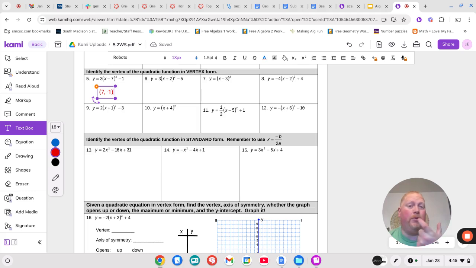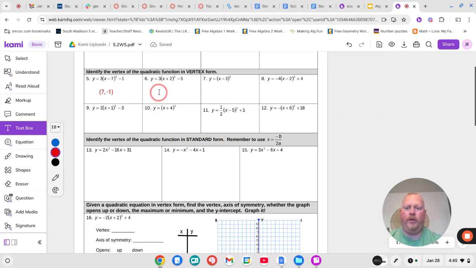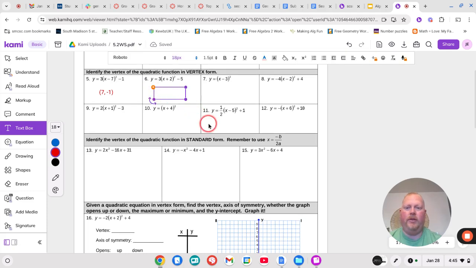So just change the sign on the number inside the parentheses and don't change the sign on the number outside the parentheses. So let's see how quickly this can go. Number 6, there's a +2 inside the parentheses. So that means it's a -2 for your x coordinate and a -5 as your y coordinate. Problem done. Number 7, I see a -3 inside the parentheses, so it's going to be a +3 in our vertex. And since there's no number on the outside, that means our y coordinate is 0.